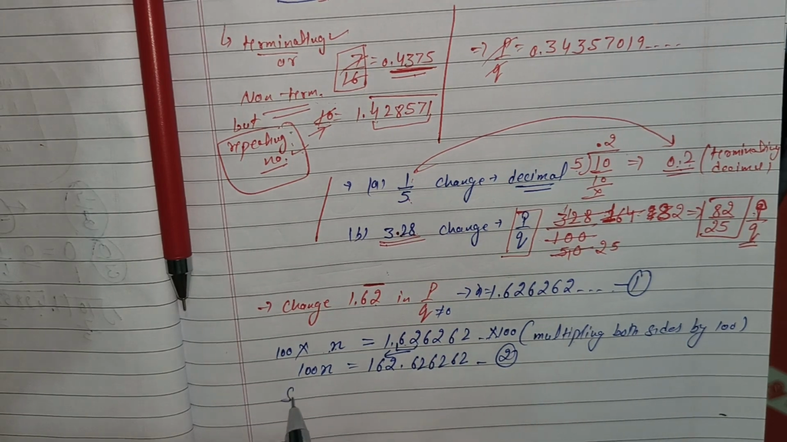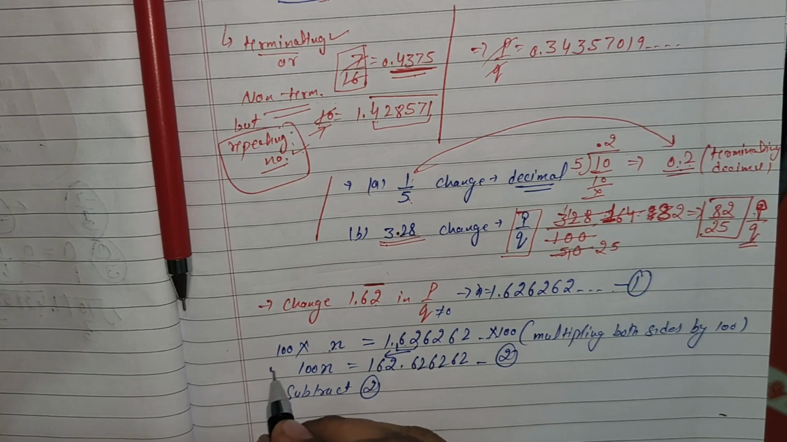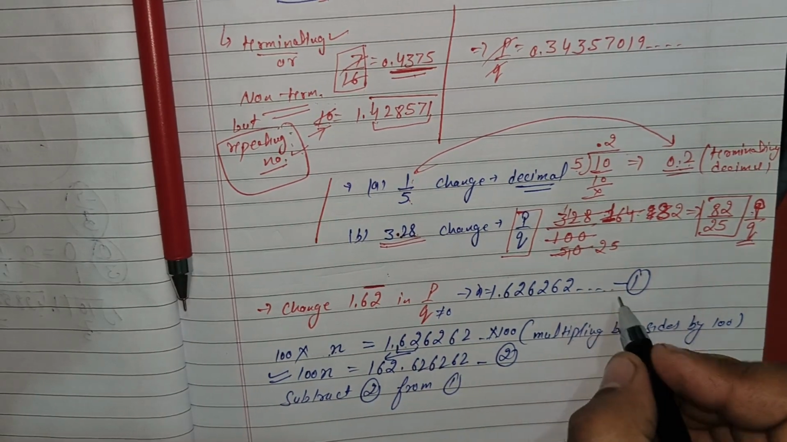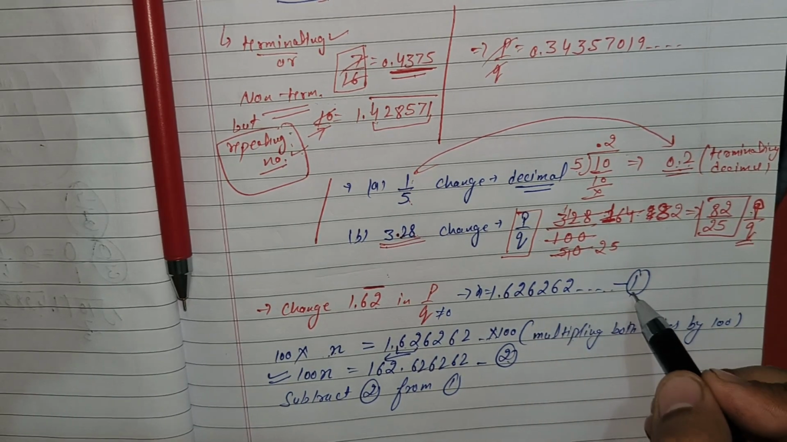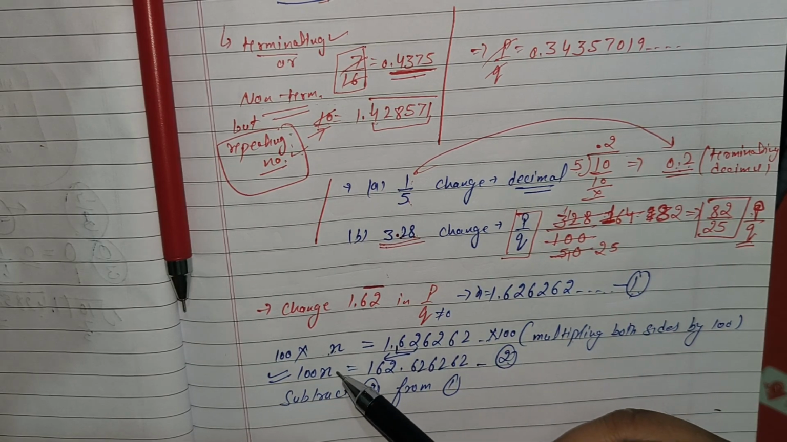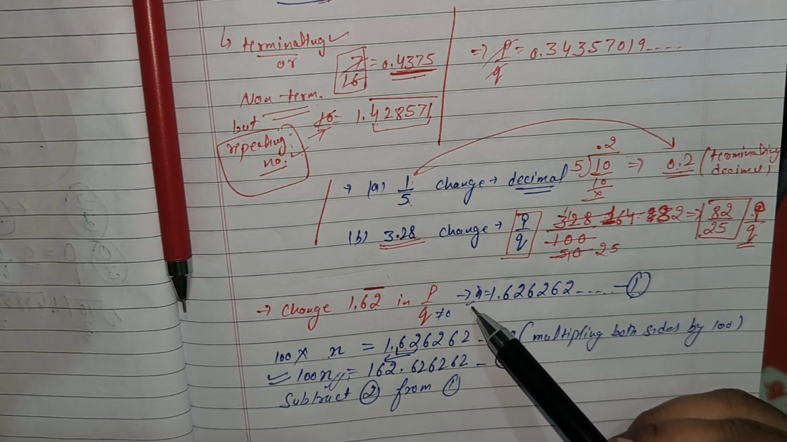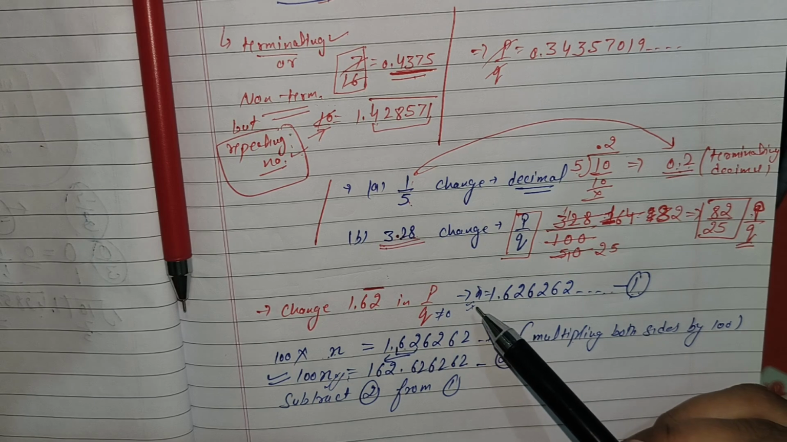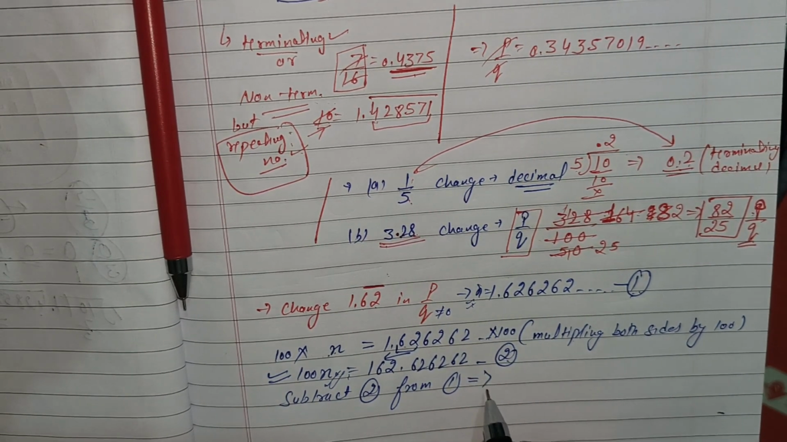So we are going to subtract the second equation, this one, from the first equation. Now you may ask why we are subtracting second from first and not first from second. It is because we always subtract the smaller from the larger number. Here the larger number is 100x and the smaller is x, so we are subtracting x from 100x. Okay, I hope that clears your doubt.